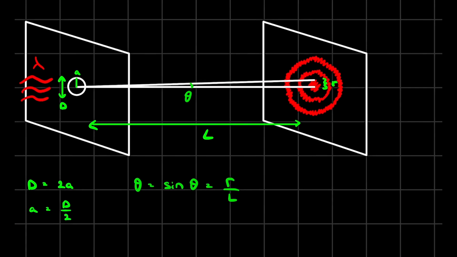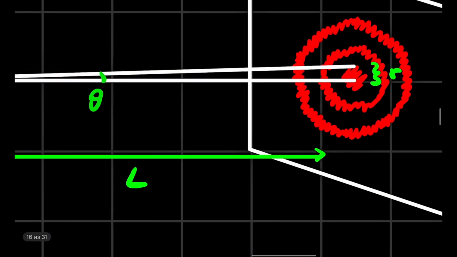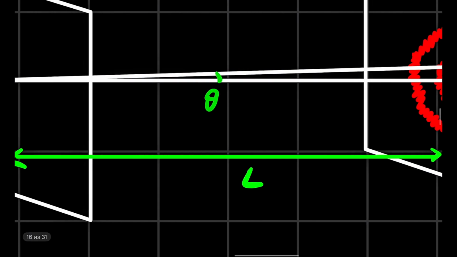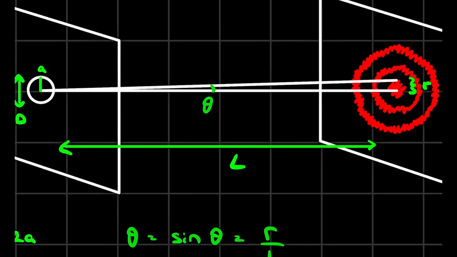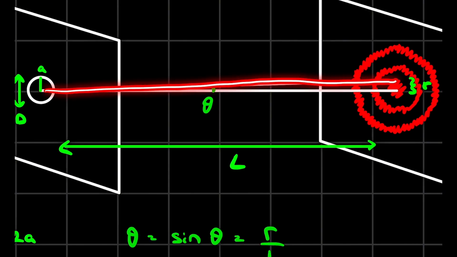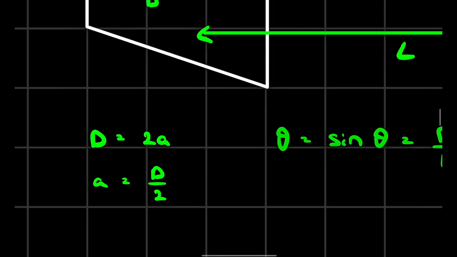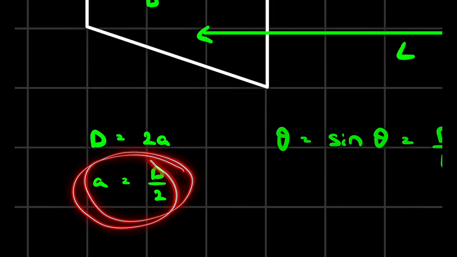The distance between this circular aperture and the screen that we are projecting the image on, we call it L as usual. And the theta, as I have said, mostly we will concentrate on dark fringes, but let's give the meaning to the theta, the minimum value. It would be this top point of this red central maximum, and this angle would be theta. Good. Right now we know that a is just half of the diameter.